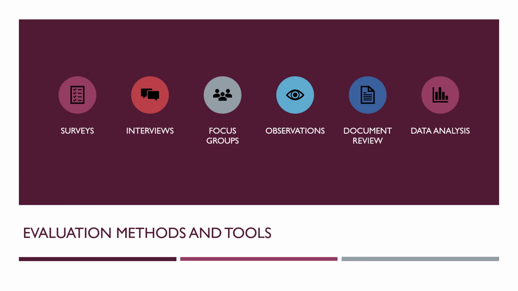Let's talk about a handful of the most common evaluation methods and tools. This is not an exhaustive list. There are many more tools and methods, but these examples are popular methods to gather data in an evaluation process. Surveys. Surveys and questionnaires are used to gather information from program participants or program stakeholders. The data gathered from this method will help show program satisfaction and impact.